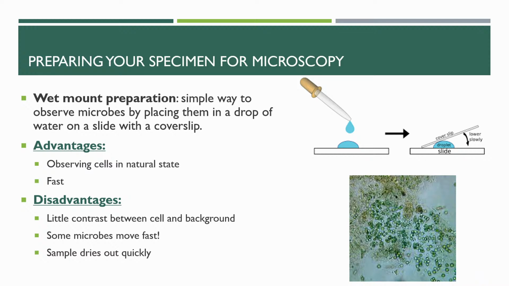There are advantages to wet mount preps, and that's that you can actually look at the cells in their natural state. You don't have to kill them or anything. You can just look at them in that water droplet as they're swimming around. The disadvantage is that some microbes move really quickly, and so it's hard to see them. The sample can dry out quickly, and there's little contrast between the cell and the background.